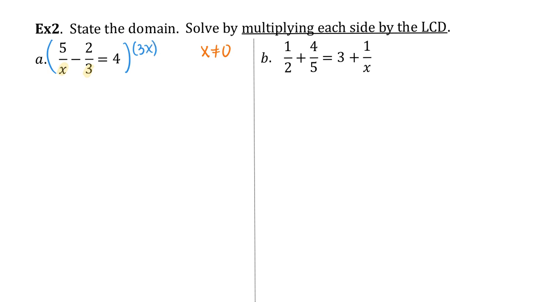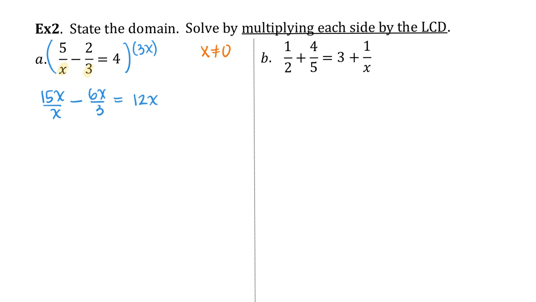Actually, it says multiply each side, but I'm going to do the whole thing at the same time. Okay, I distribute the 3x to everything. It's allowed as long as you do it to everything in the whole equation. So I'm going to do 5 times 3x is 15x, and it's still over x. If I do 2 times 3x, I get 6x. It's still over 3. And if I do 4 times 3x, I get 12x.